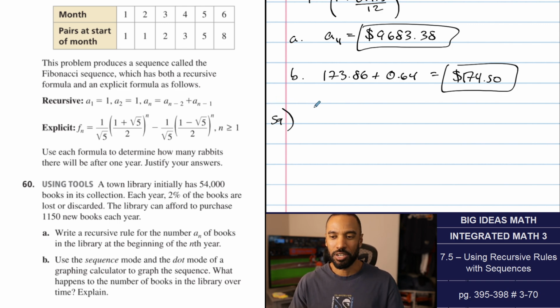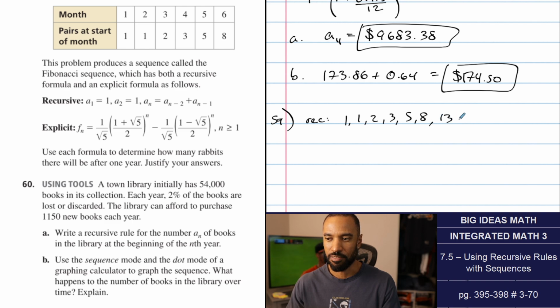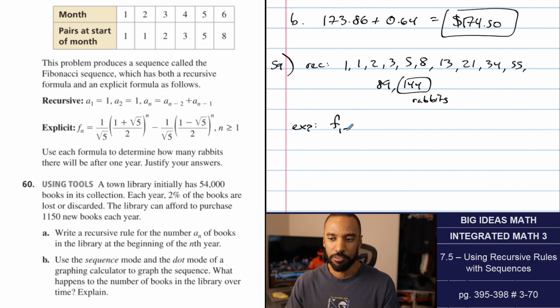All right, so after 1 year is 12 months, right? So we got one. Let's use recursive. 1, 2, 3, 4, 5, 6. 5 plus 8 is month 7. 8 plus 13 is month 8. 13 plus 21 is month 9. 21 plus 34 is month 10. 34 plus 55 is month 11. And 55 plus 89 is month 12. 144 rabbits.